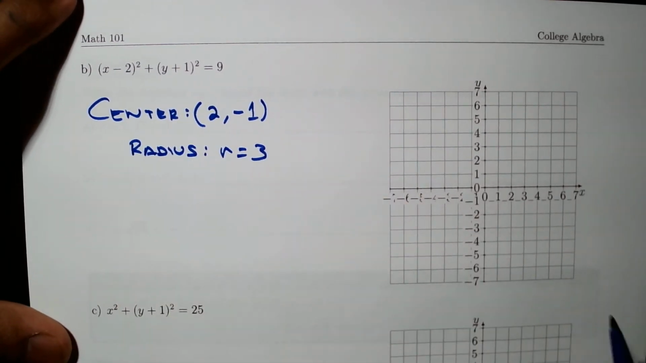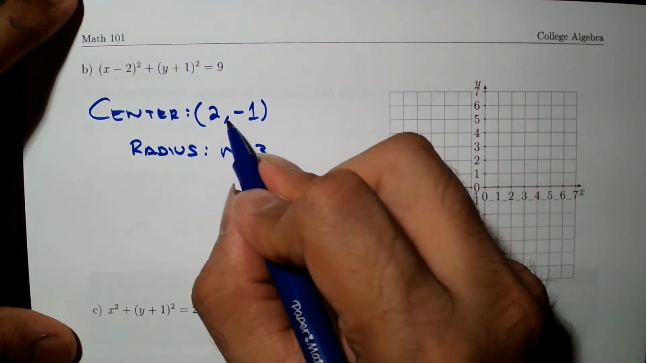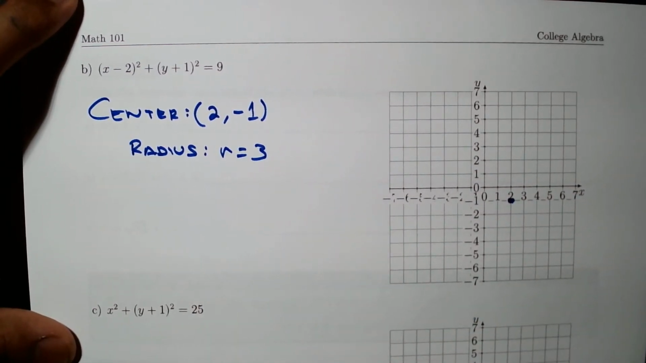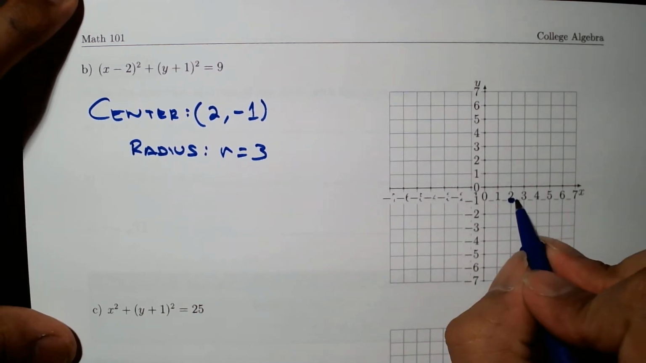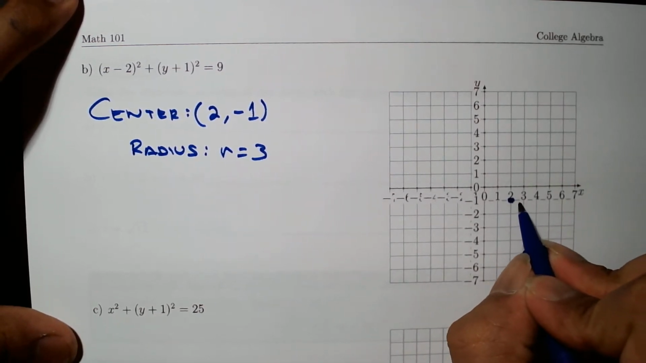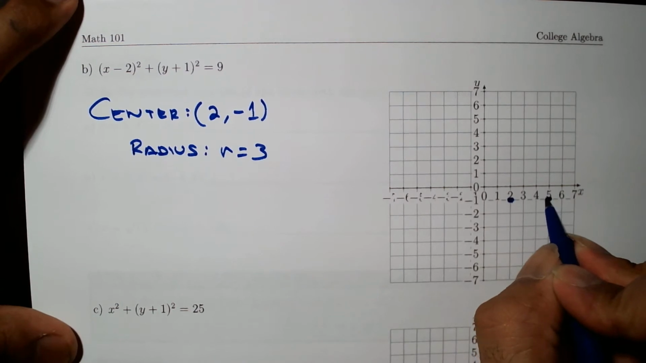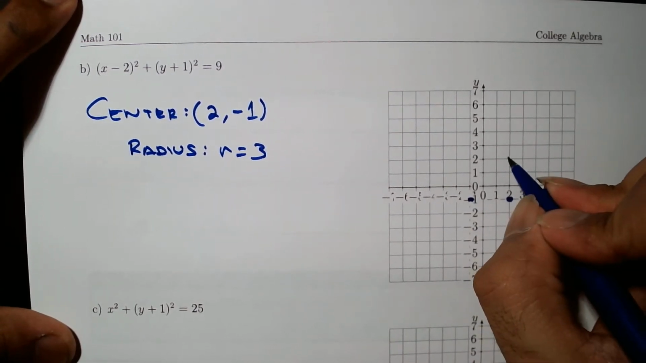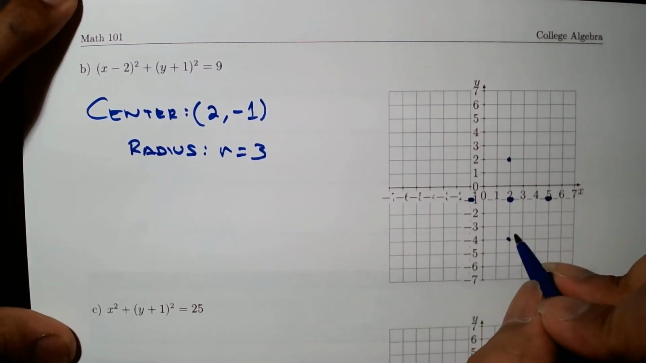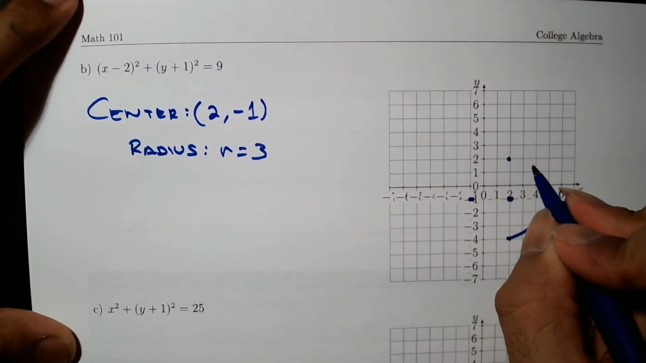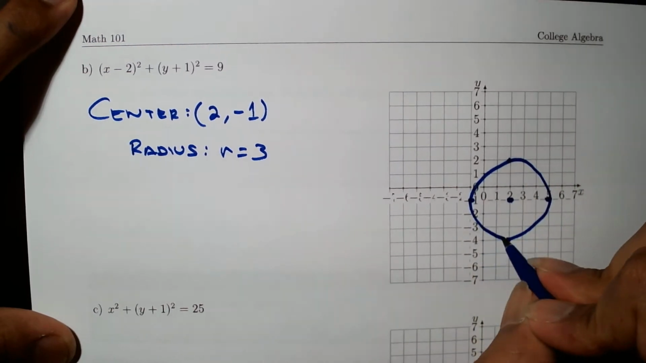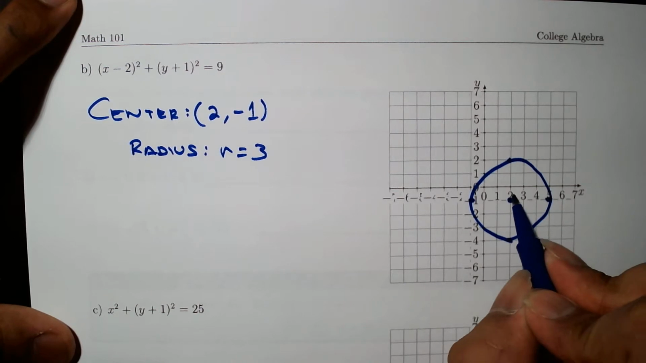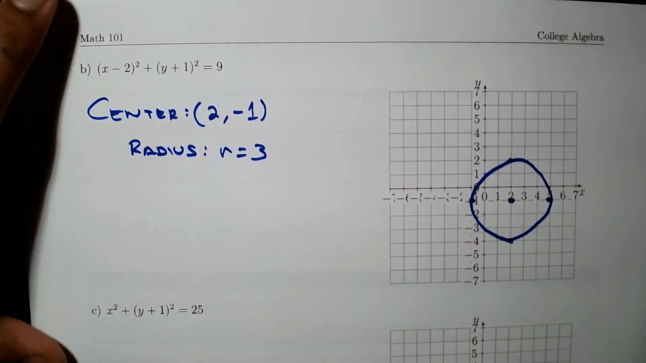So let's go ahead and draw this circle. Let's go to the point (2, -1), which is right there. That's going to be the center of our circle. From that point, we are going to count 3 units to the right, 3 units to the left, 3 units up, 3 units down, and we are going to use those points to draw the circle. See how the radius is 3 units and the center is (2, -1).